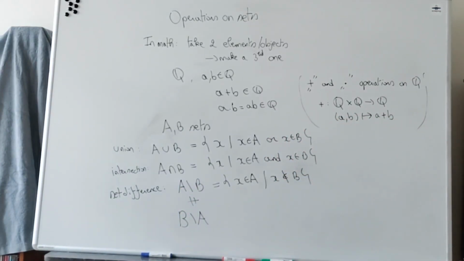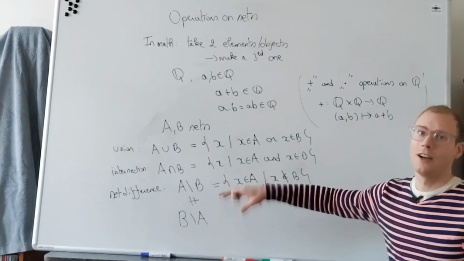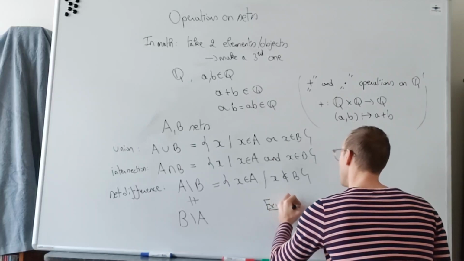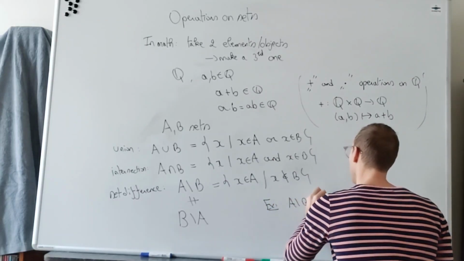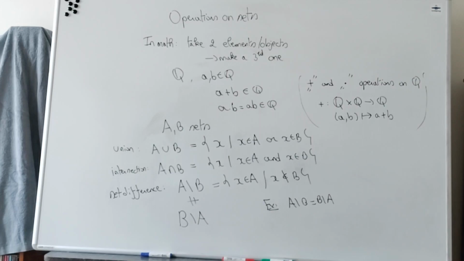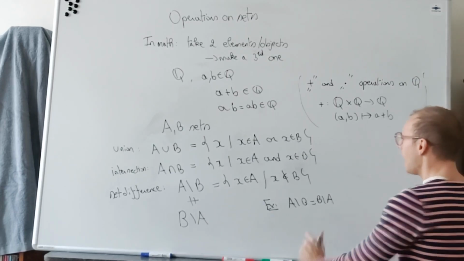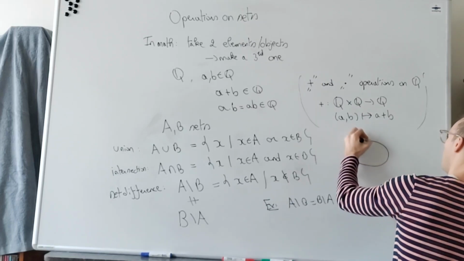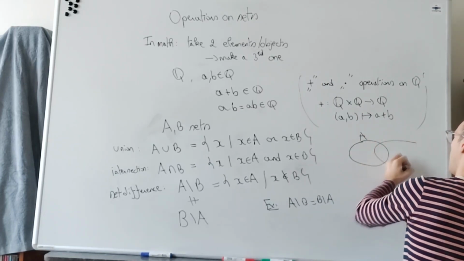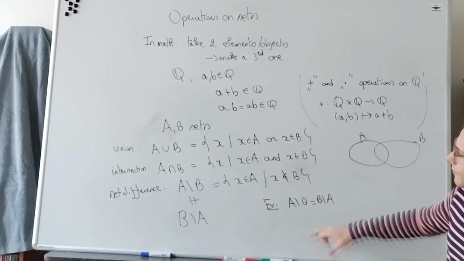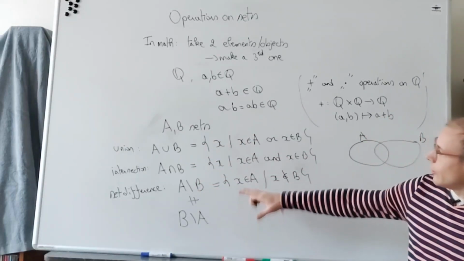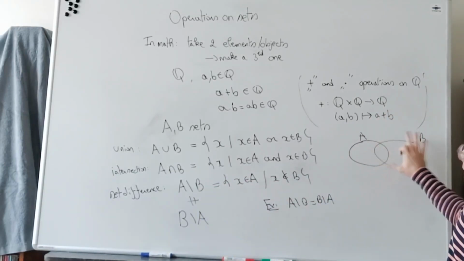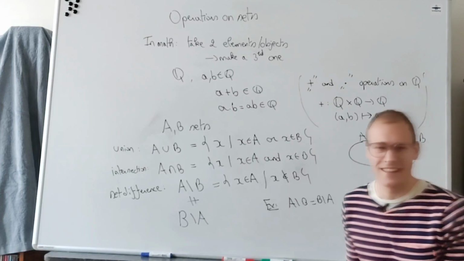Question for you guys, can you come up with an example where A minus B equals B minus A? Think about it. And as another exercise, using some Venn diagrams, if I have the set A and I have the set B, I have four sets here: A union B, A intersection B, A minus B, and B minus A. Try to represent them on this Venn diagram.